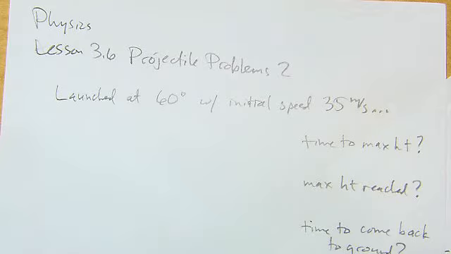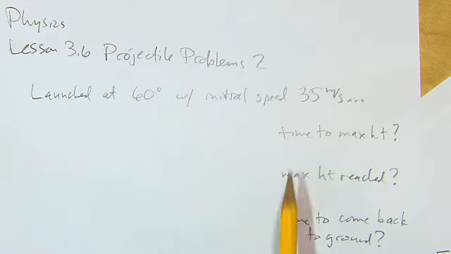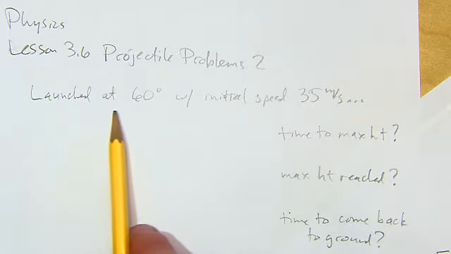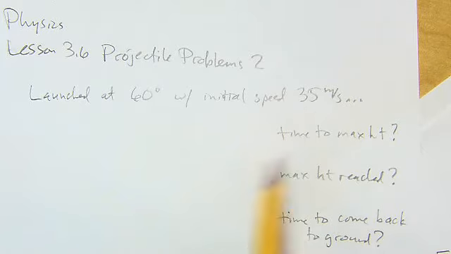All right, guys, lesson 3.6, projectile problems 2, which is basically shooting them at an angle. A lot of stuff we've kind of covered. It's just really getting into specific problems here. So basically, we're looking at something like this. Launched at 60 degrees, initial speed 35.